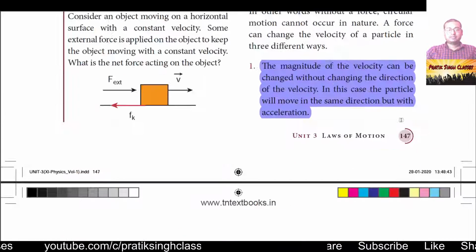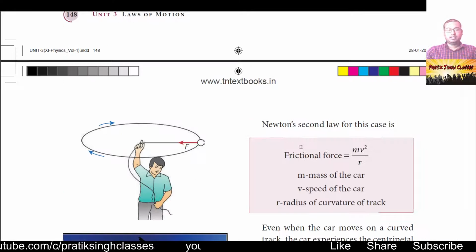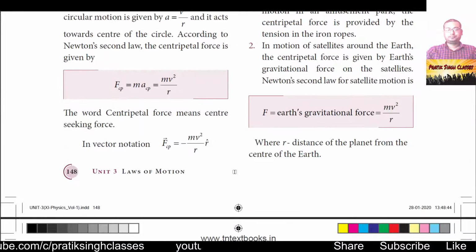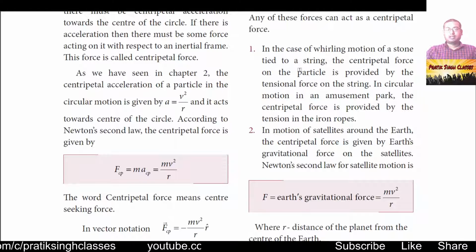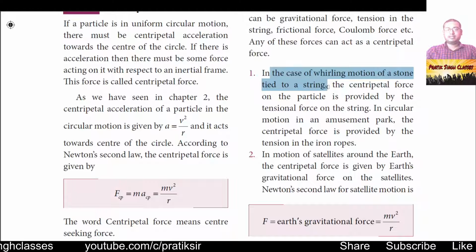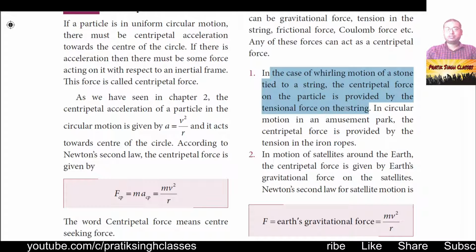In the case shown here, as we have simulated, the centripetal force acting on this ball or this stone is given by the tension. That is, tension is equal to centripetal force, or we can write T is equal to minus mv square by r into r cap. Now let us see some examples. In the whirling motion of a stone tied to a string, the centripetal force on the particle is provided by the tension force in the string.